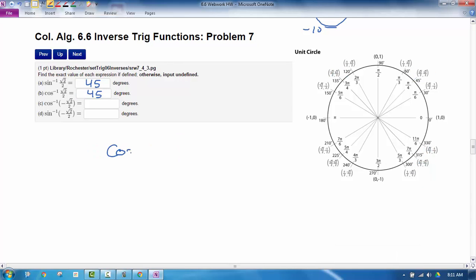And the next one, cosine of some angle has to equal negative square root of 2 over 2. Well, I'm looking for the x value where that's true, and that's right here at 135. Or obviously down here as well at 225. And then the last one, the sine of some angle has to be negative square root of 2 over 2. That's down here. So I'm looking at this or this point right here. So 225 or 315. I'll just use 225.